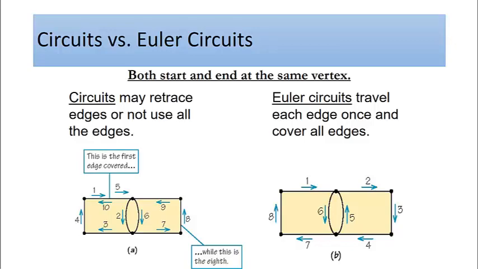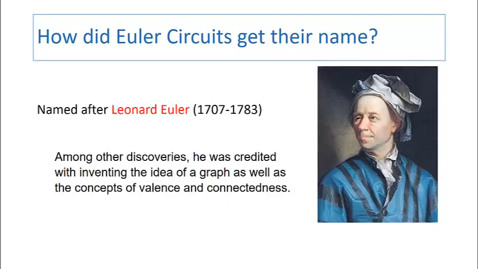Now let's go into a little bit of history. How did Euler circuits get their name? Well, they got their name from a very famous mathematician, Leonhard Euler, and among other discoveries, he was credited with inventing the idea of a graph, as well as the concepts of valence and connectedness that we'll discuss shortly.